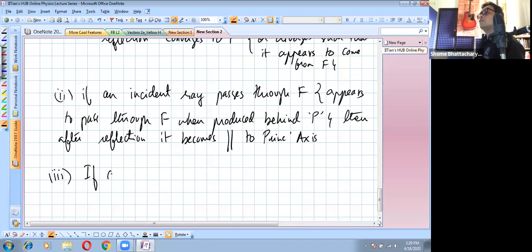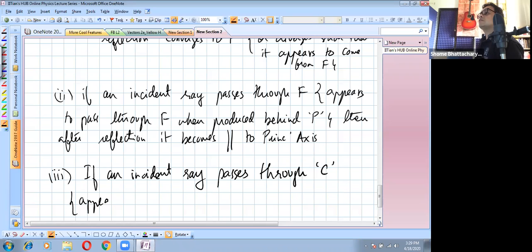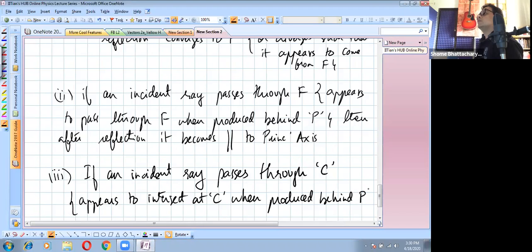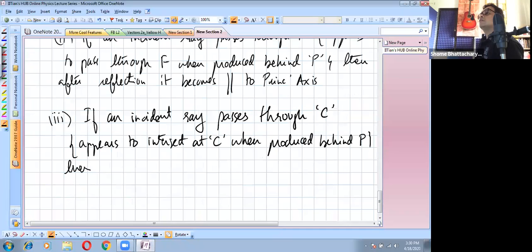So if an incident ray passes through the center of curvature, or in the case of that convex kind of mirror, appears to intersect at C when produced behind the pole, okay, then in that case the ray retraces its path. Because why it retraces is because it makes a normal incidence.